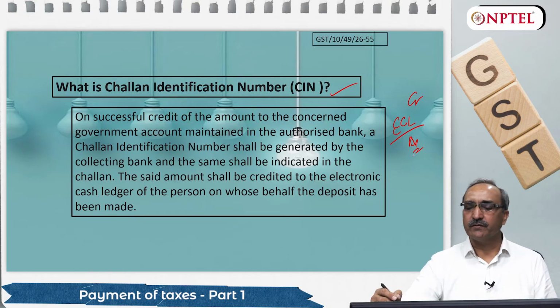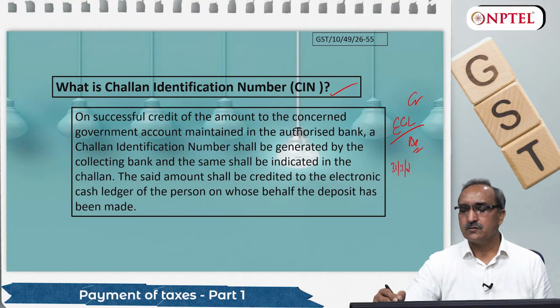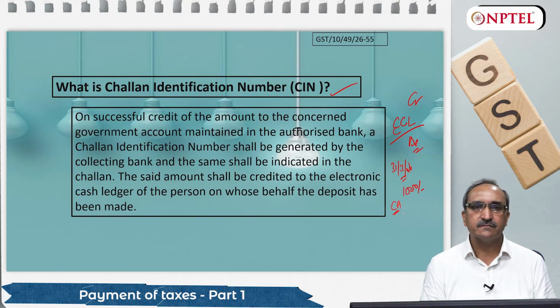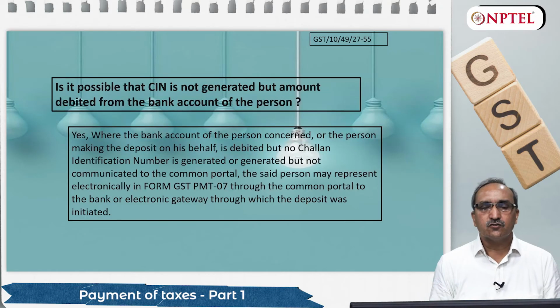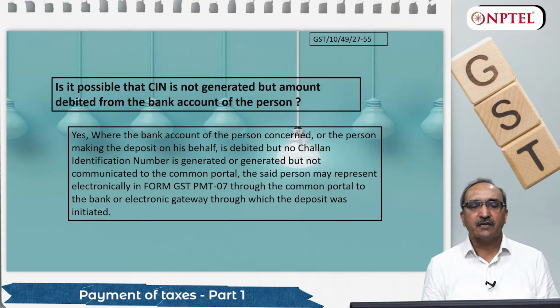And whatever balance is there, suppose on 31st March of any financial year when you are closing your books of accounts, if there is any balance in this cash ledger, it will be under the category of current assets, like bank balance.